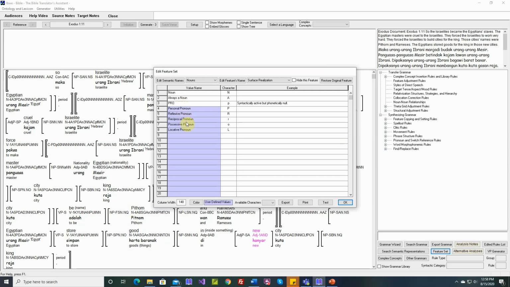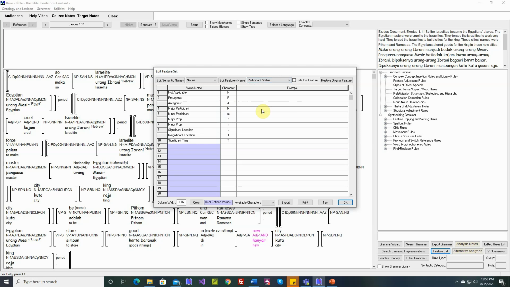You will need to provide your own values. Again, the values in blue are provided by the user for the target language. If your language uses personal pronouns and reflexive pronouns and reciprocal pronouns and possessive pronouns, locative pronouns, etc., you provide these values, and you will write rules that set a noun's surface realization to one of these values, and then your pronoun rules can look at these values and provide the proper surface forms.